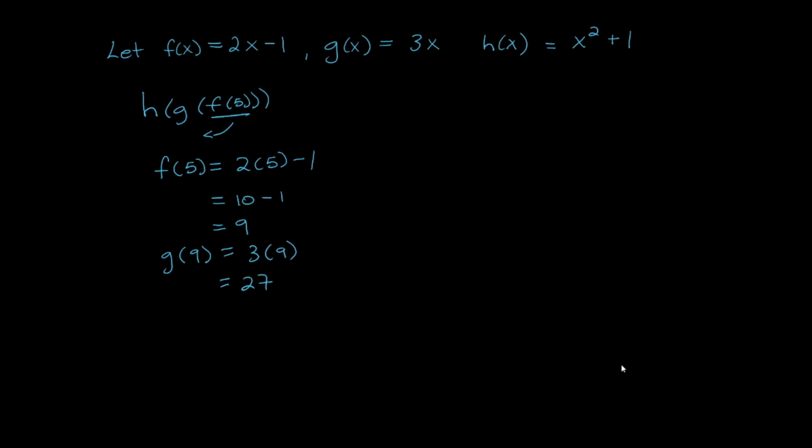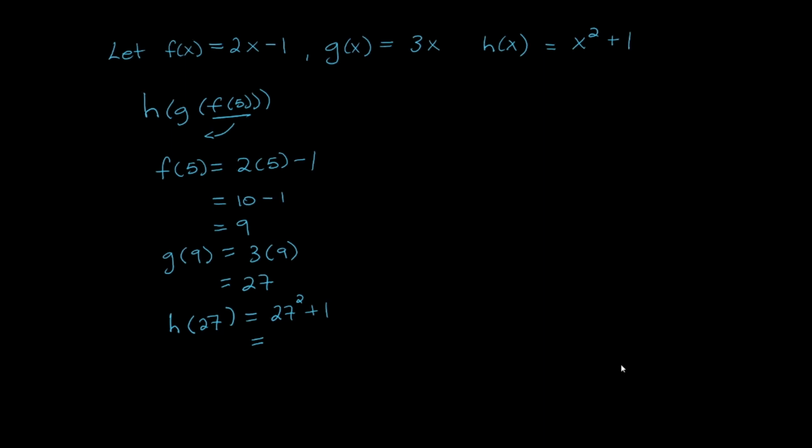And now that we found our value for g of 9, we can plug that value into the function h, and that should be h of 27, which is 27 squared plus 1. The value for 27 squared plus 1 would be 729 plus 1, or 730. So our final answer for h of g of f of 5 is equal to 730.